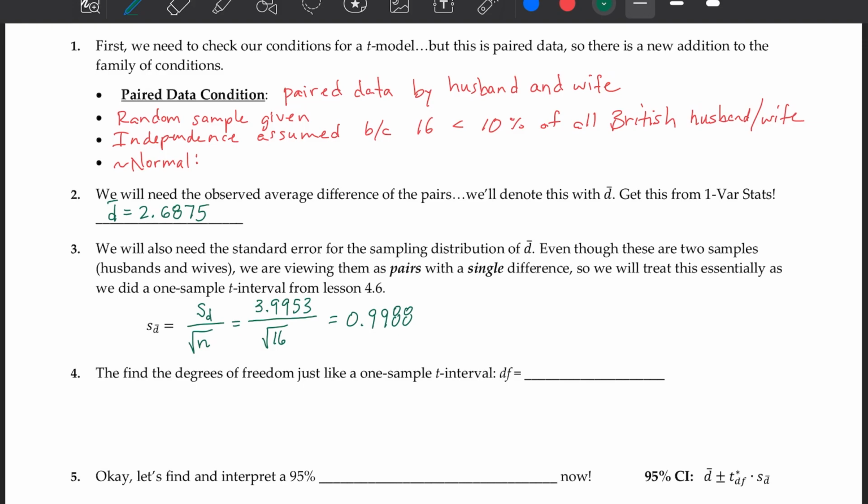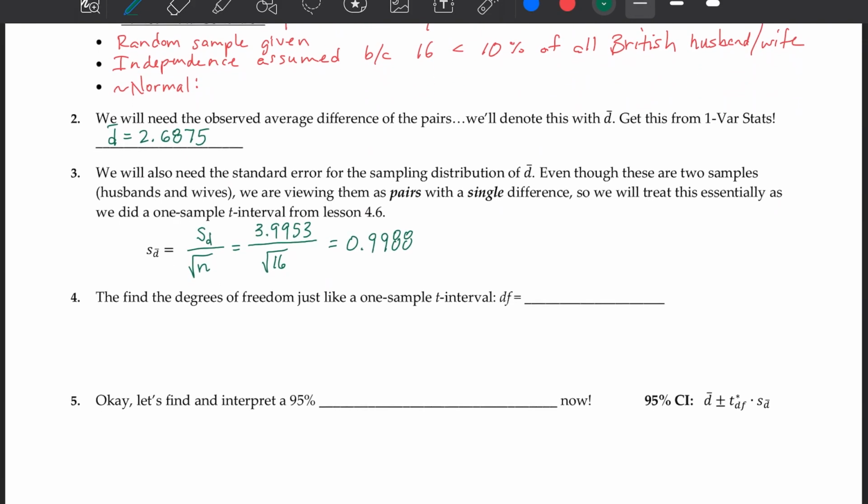All right. And then the degrees of freedom. So just like in our one sample t interval and our t-test, we want to calculate our degrees of freedom. Take a moment to think about how we do that. So recall that that is just n minus 1, which in this case is 16 minus 1. So our degrees of freedom is 15 in this scenario.